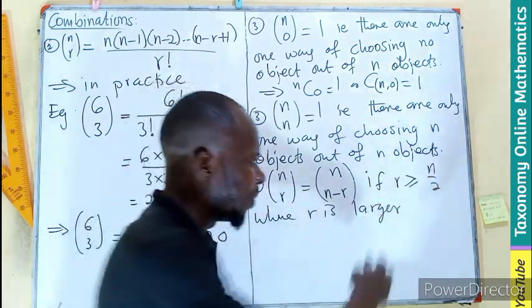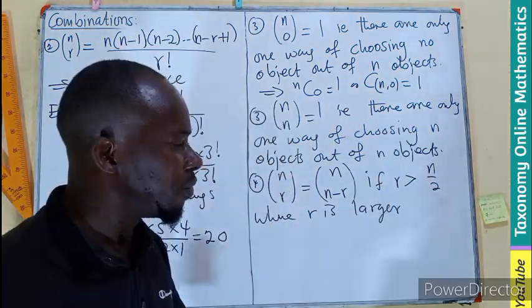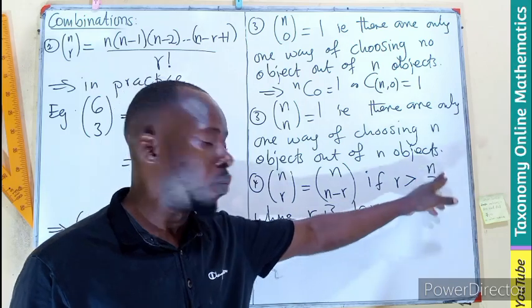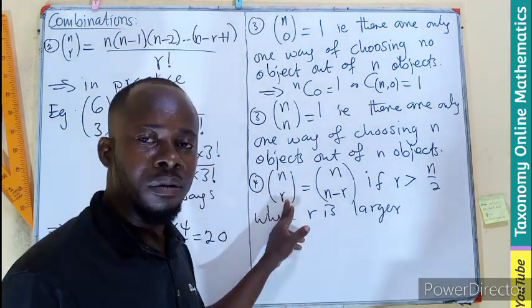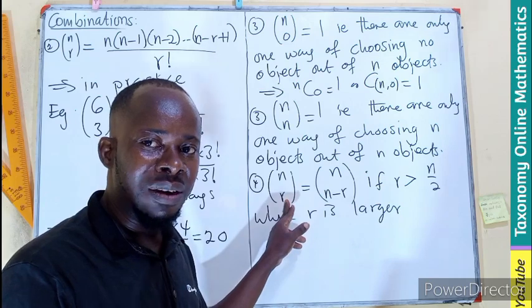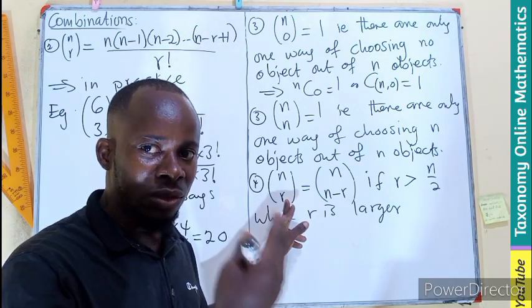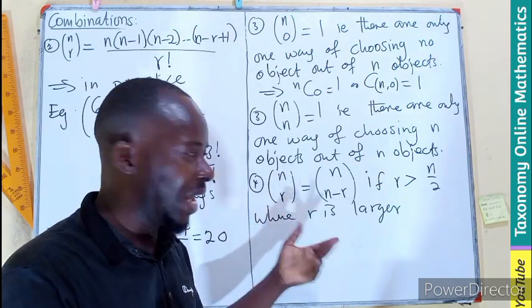This is bigger than that. Let me just say bigger, if not equal to. So this is what we are going to be dealing with. If this is 6, 4, we can say 4 is bigger than 6 by 1 in terms of half. So we can apply this one.